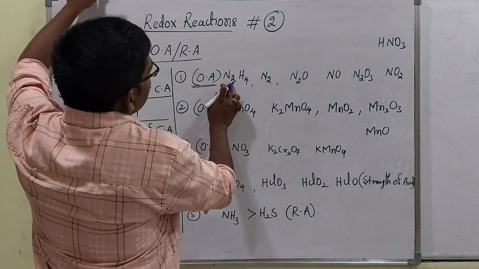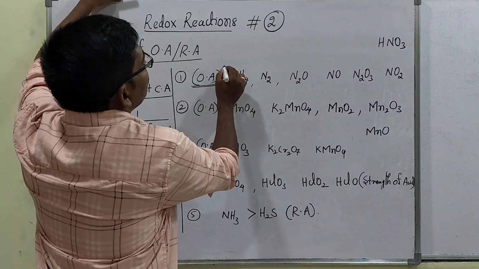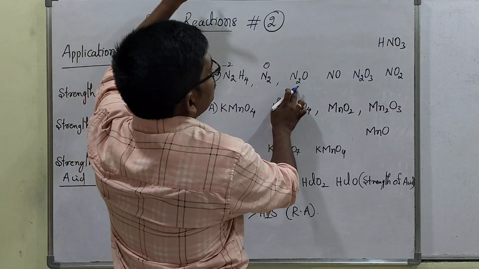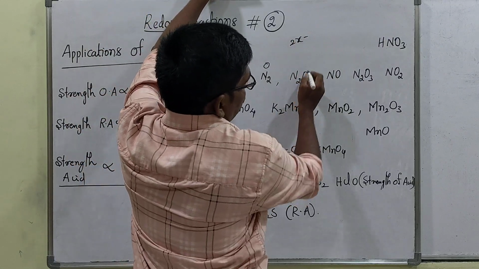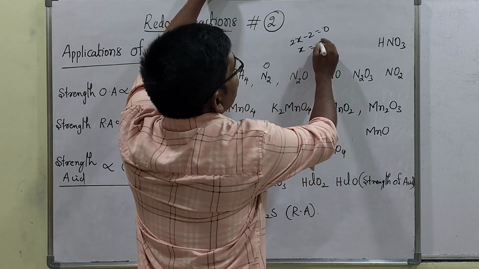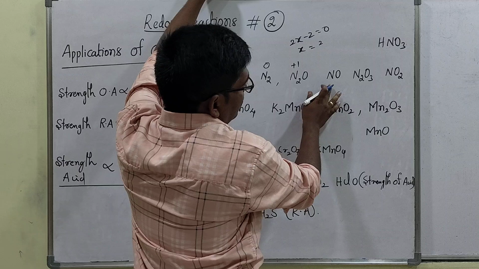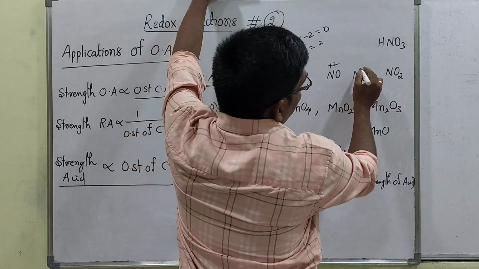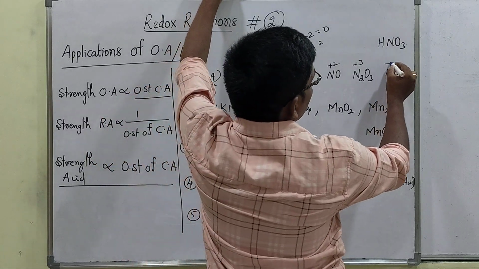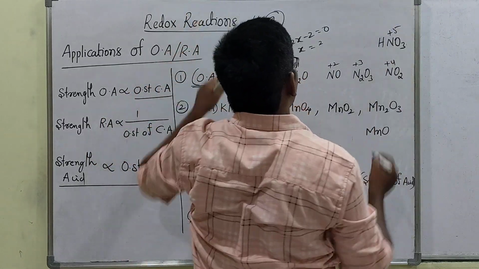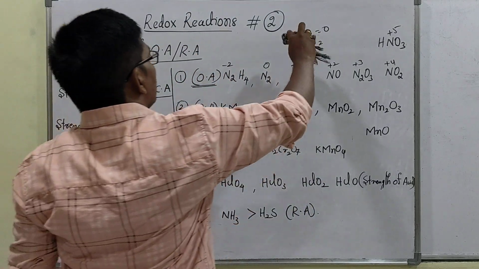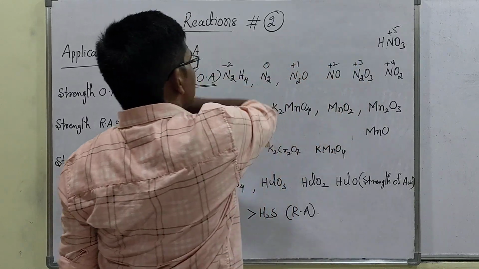Here, oxidation state of nitrogen: if you take -2 you can get, then here 0 you can get, then here N2, so 2x minus 2 equals 0, then x equals 2 by 2, that is plus 1 oxidation state here, then plus 2 oxidation state here, then plus 3 oxidation state here, then plus 4 oxidation state here, then plus 5 oxidation state here. So all the nitrogen atoms' oxidation states we have calculated. Sir, you can calculate by using the previous method, right?